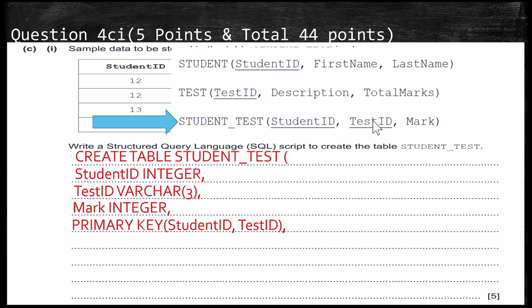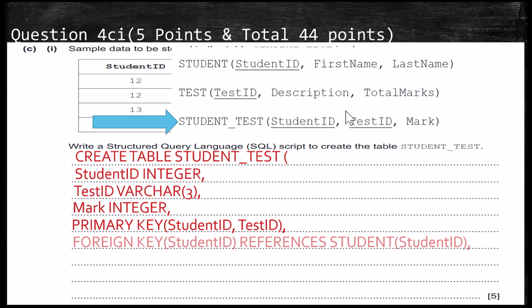But don't forget, student ID here is the foreign key for student ID inside the student table. Same thing with test ID. So I put that in my SQL command as well. Foreign key, student ID, references, student ID. So we're saying we're making student ID a foreign key.